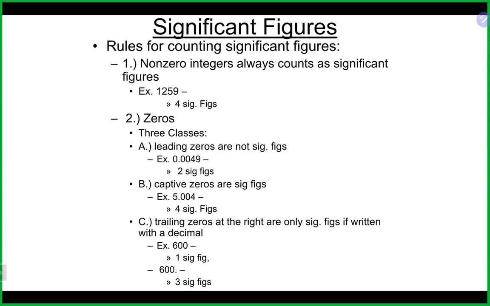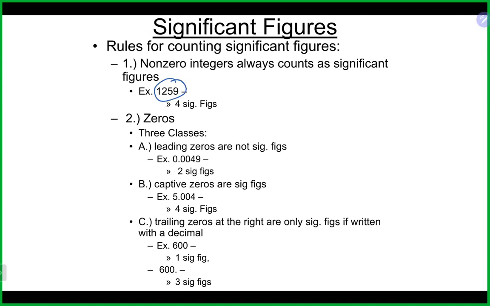And by the way, when we count significant figures on a particular number, we always go left to right, and we start counting at the very first non-zero. So when you're trying to figure out how many significant figures a number has, go left to right, hit that first non-zero, and that's where you should start to count. So in this case, 1, 2, 5, 9, all of them are significant. So this would have 4 significant figures.